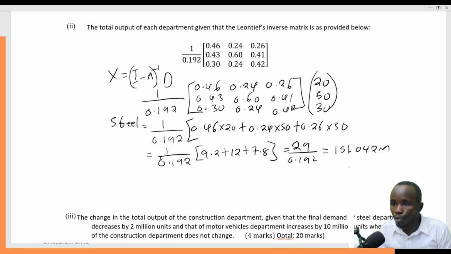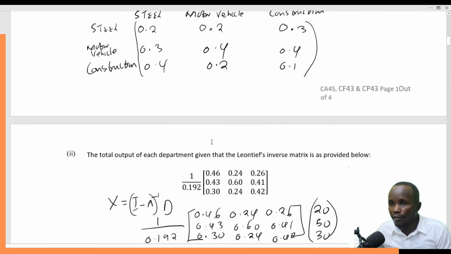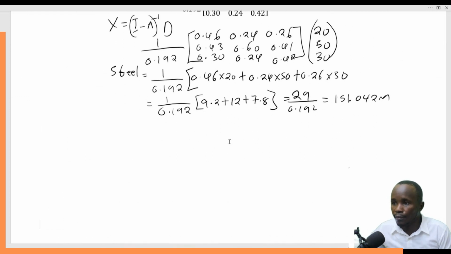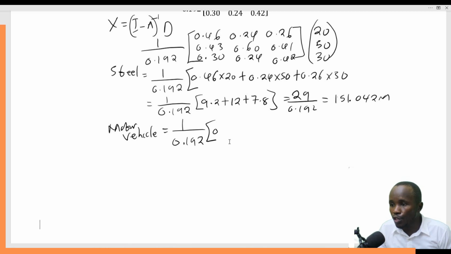Now we go to the next department. The next department from here is motor vehicle. How do we find this? 1 over 0.192 into 0.43 times 20 plus 0.6 times 50 plus 0.41 times 30.